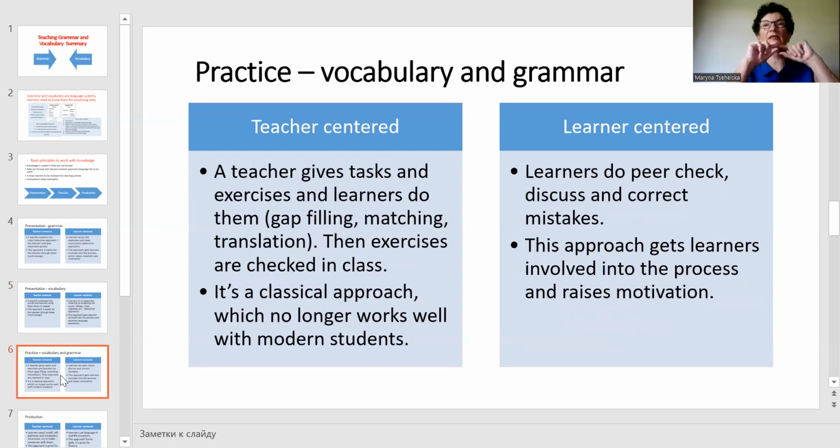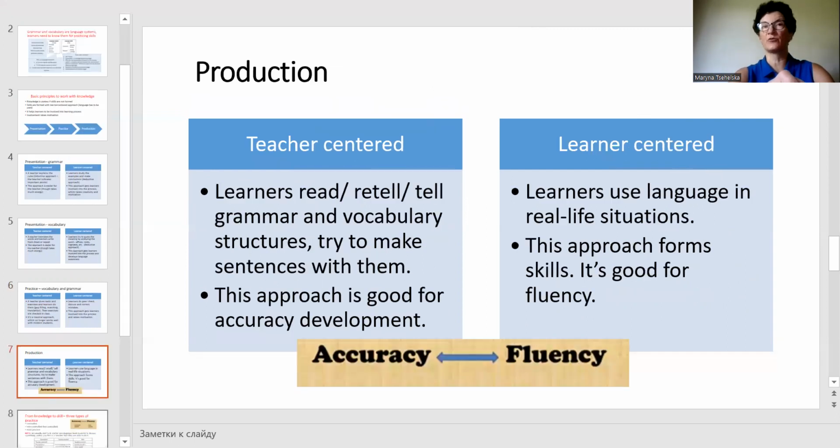So as soon as the presentation stage is over, you can go to the practice stage. Again, it can be a traditional practice with gap filling, matching, and translation, but you always can add here this learner-centered moment. Your learners may do peer check, they may discuss, they may correct mistakes of each other, and again, it helps them be more involved in the process.